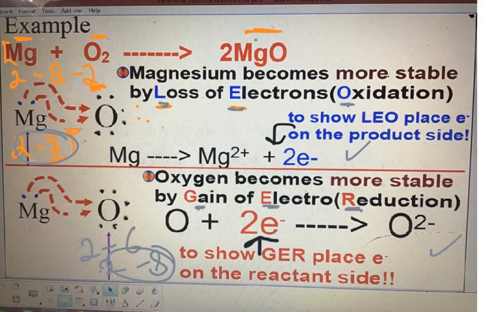But in terms of this topic right here, if you lose electrons, to show LEO, we put electrons on the product side. It's very important, but we'll tackle that later. And if we gain electrons in this topic, we put them on the reactant side. So let's make a note of that in your notes.